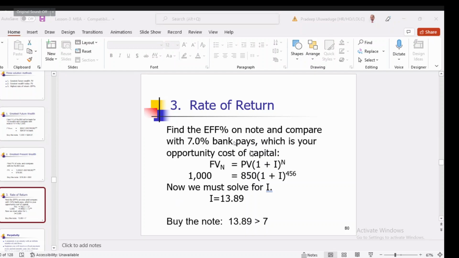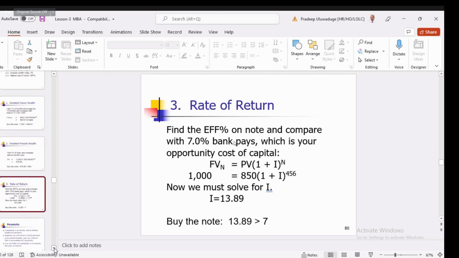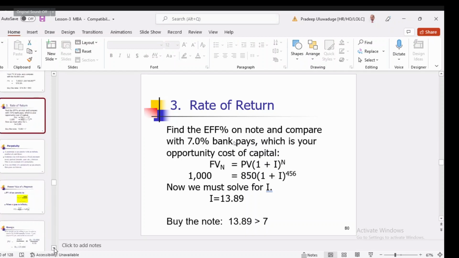Please check your calculations. So the effective rate is 13.89, and you compare it with the bank's effective rate. So you choose the one that gives you a higher rate, right? So these are the three ways when you are supposed to compare investments: you can either look for the future value, compare, and choose the higher one; or calculate the present value, compare, and choose the higher value; or take the interest rate, compare, and choose the higher value, right?